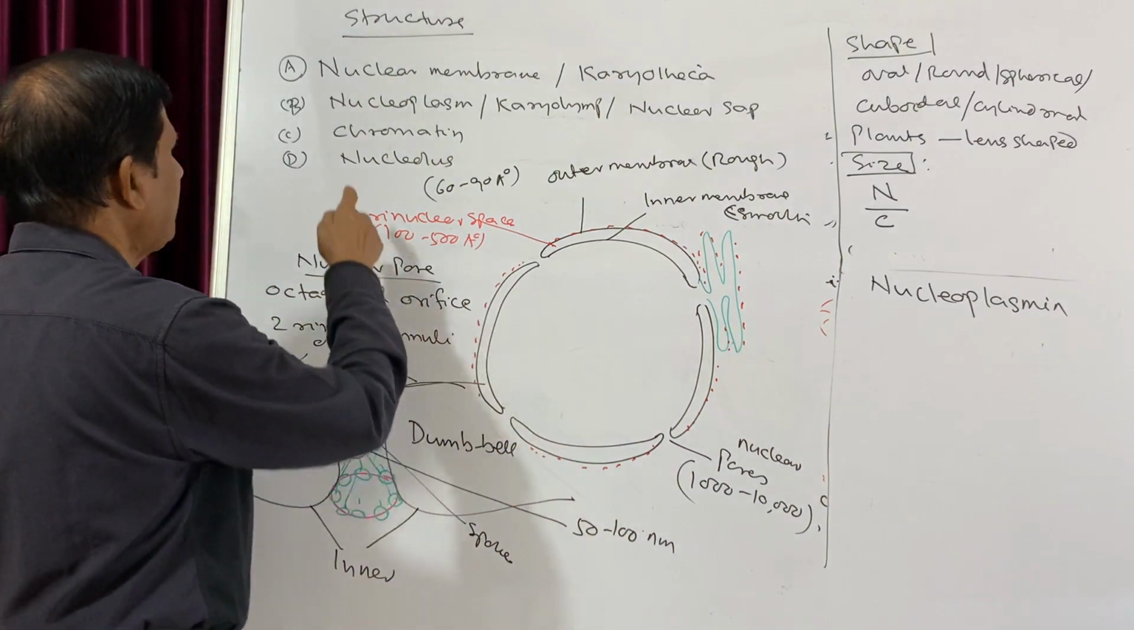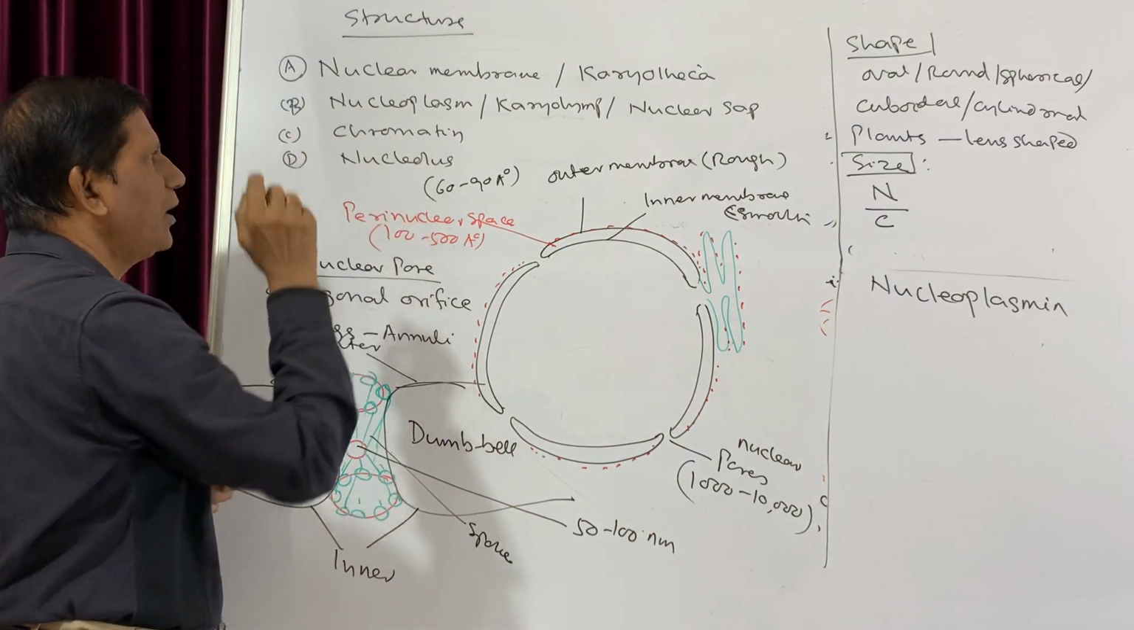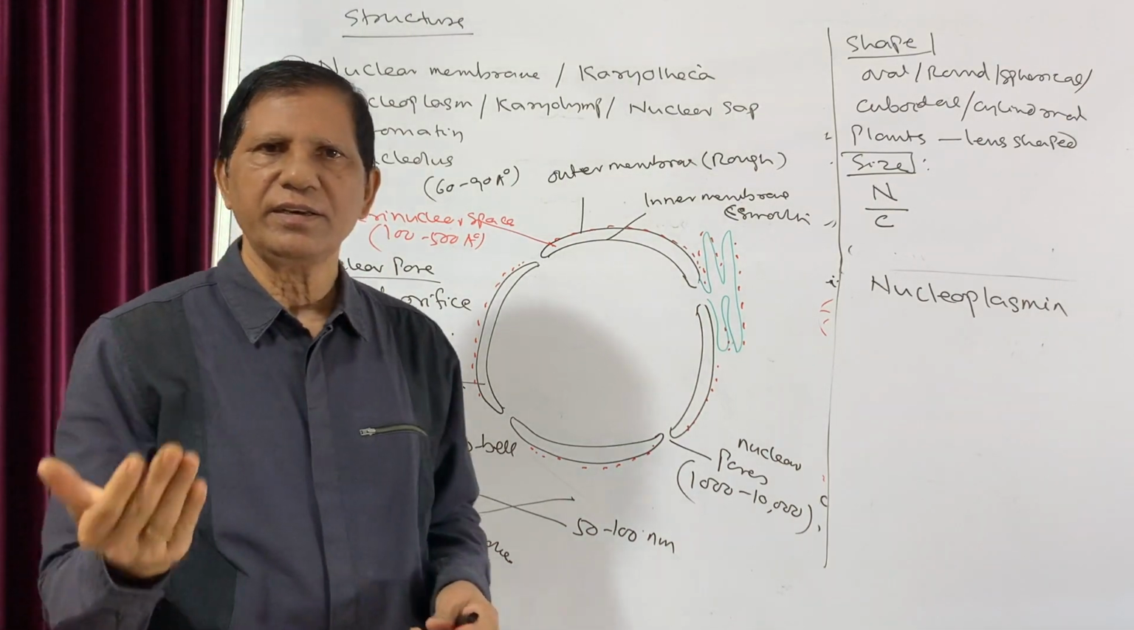Then the remaining three parts, that is nucleoplasm, chromatin and nucleolus, these things we will discuss in the next video.